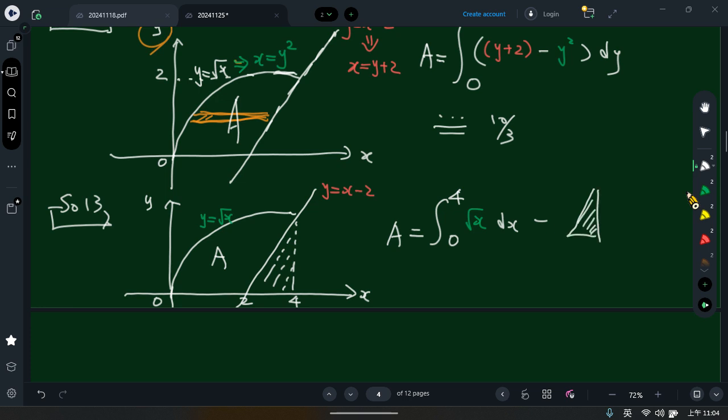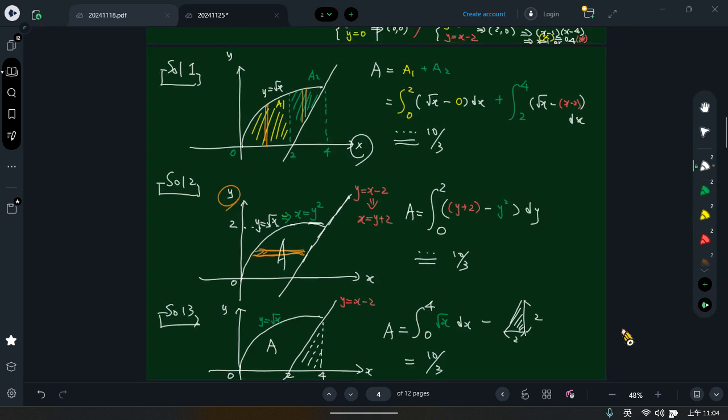The triangle here, this is 2. This is a right triangle. This is also 2, right? So the result is also easy. This part is easy, right? And then the result is also this one. So I just make it smaller. You can have some comparison for these 3 solutions.